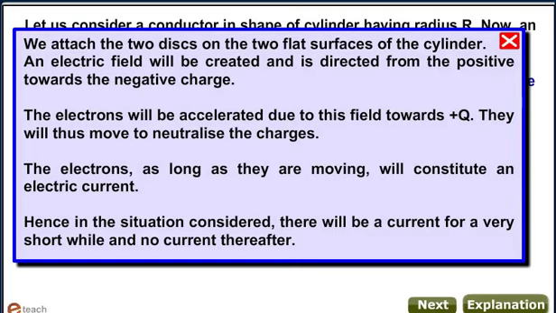An electric field will be created and is directed from the positive towards the negative charge. The electrons will be accelerated due to this field towards plus q. They will thus move to neutralize the charges. The electrons, as long as they are moving, will constitute an electric current. Hence, in the situation considered, there will be a current for a very short while and no current thereafter.